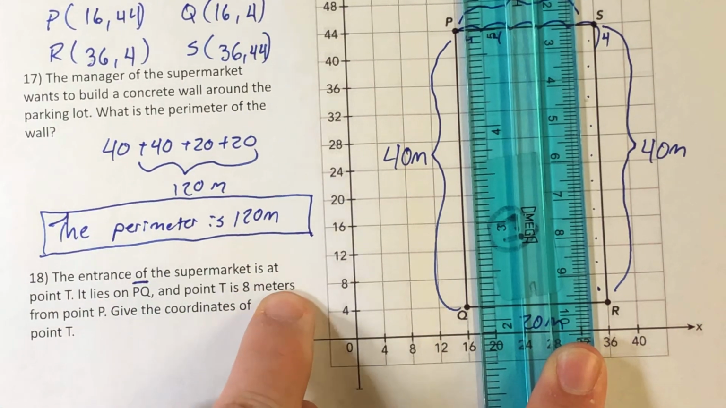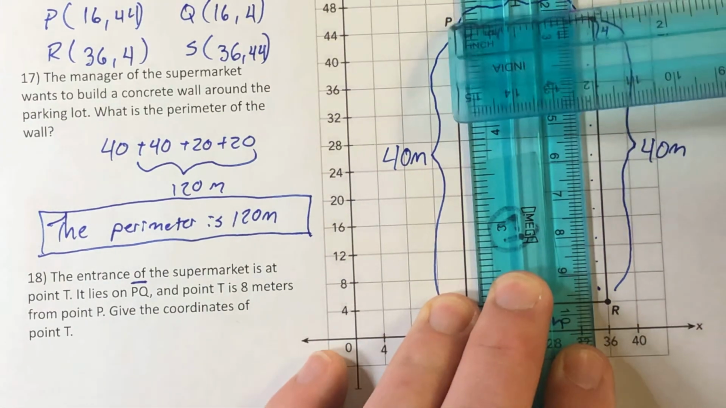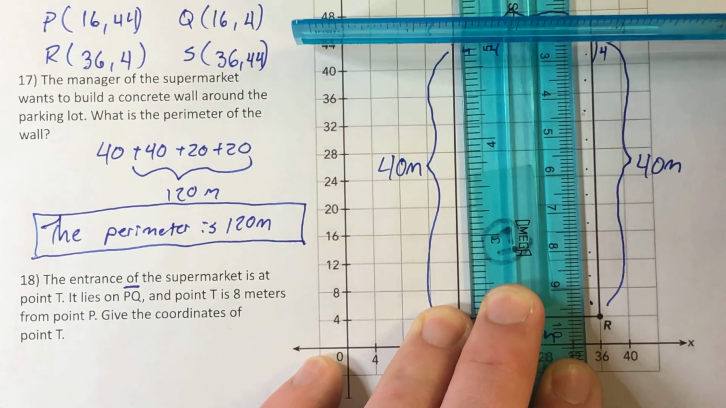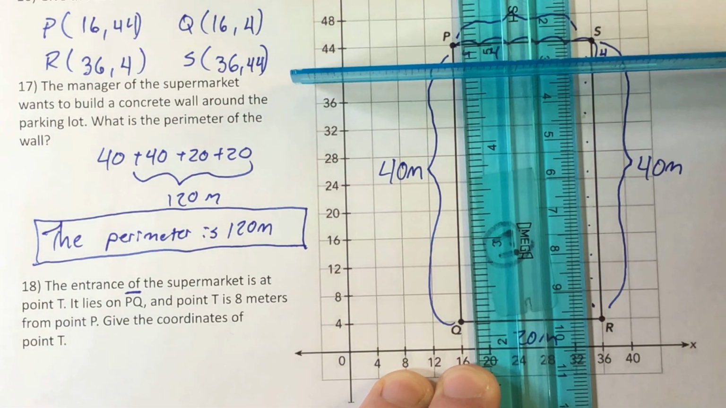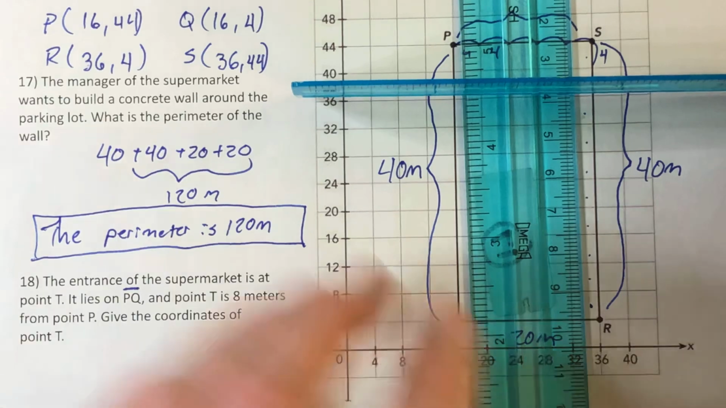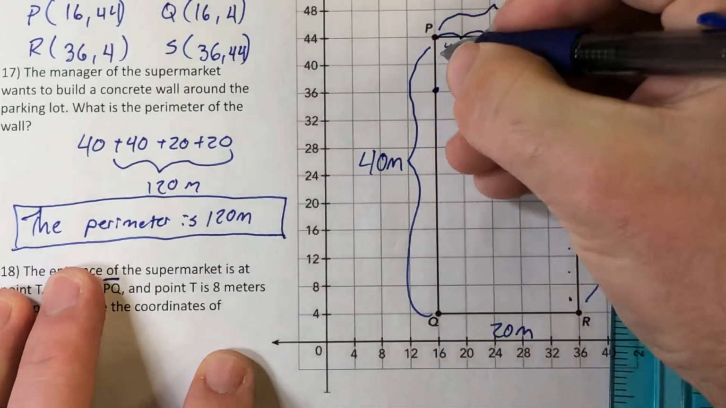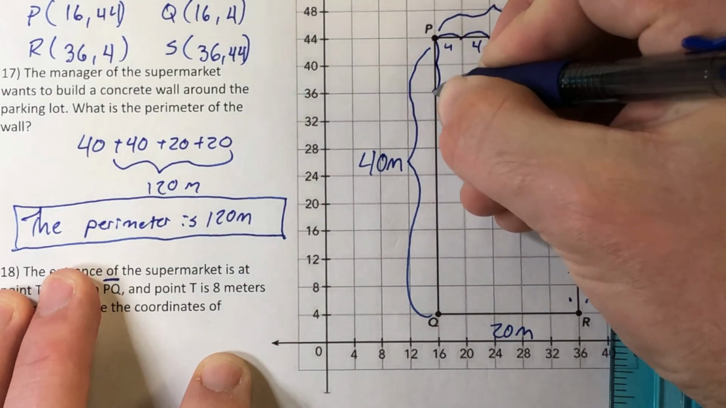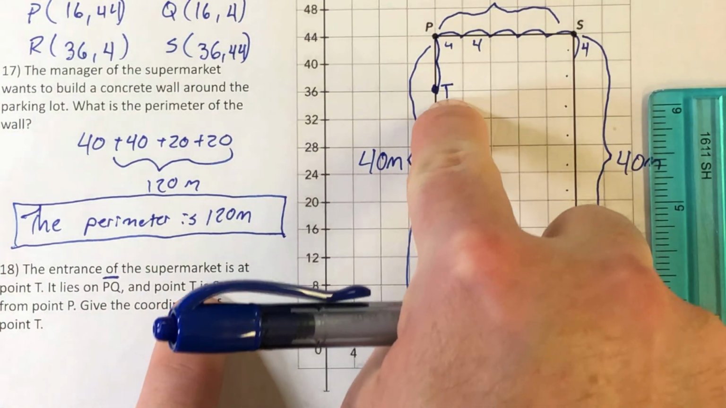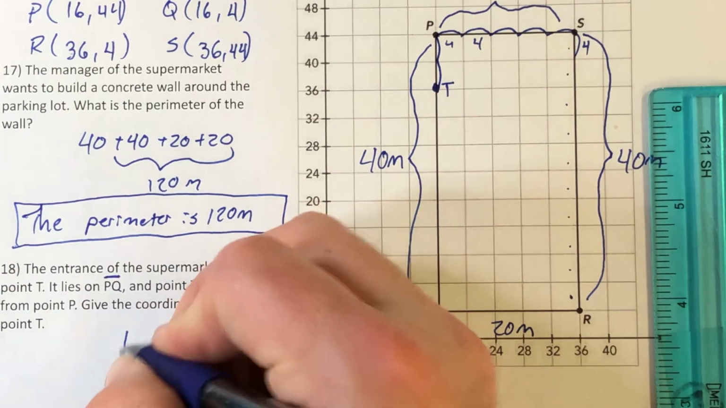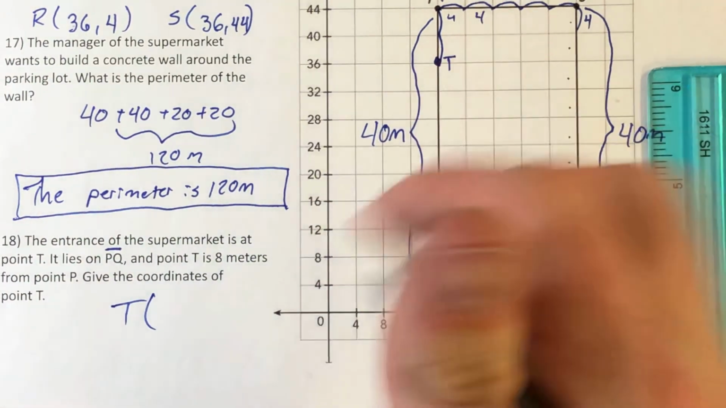Next, it's 8 meters from point P. So there's point P. It's 8 meters. Don't forget, we're counting by 4s. So 4 meters, 8 meters, right there. So again, 4 meters, 8 meters. Right there is point T, and that's our entrance. So give the coordinates. T is at right 16, up 36.